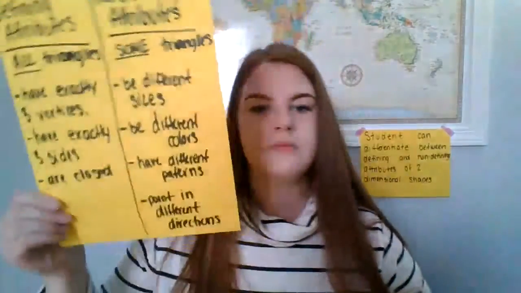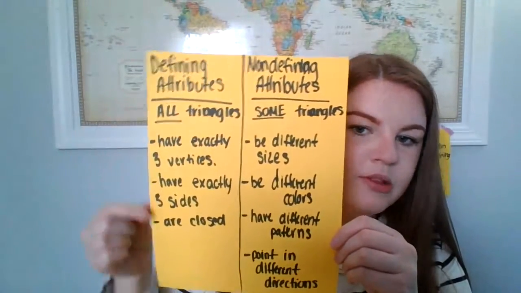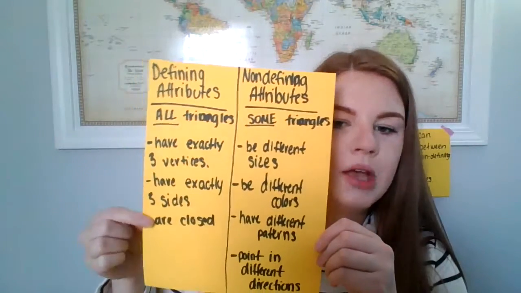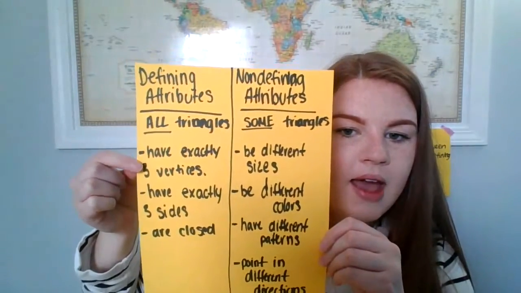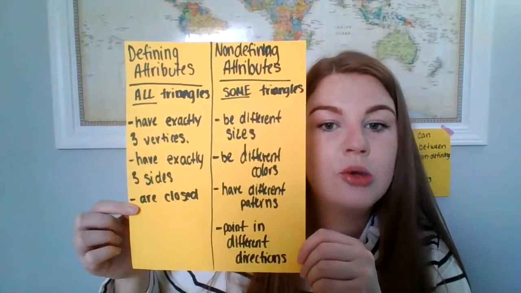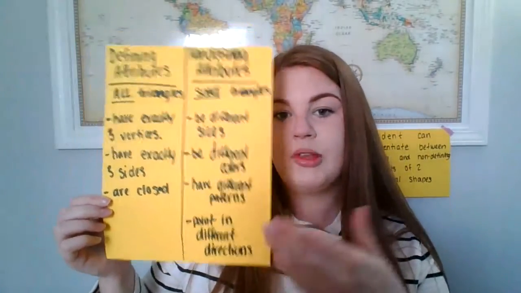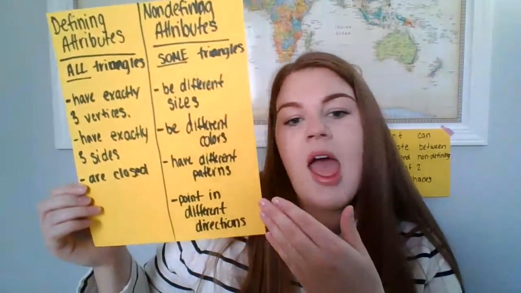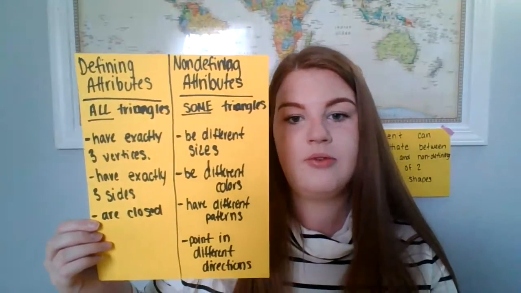All right, let's check out this list. These are the defining attributes that all triangles must have. So to be a triangle, you must have exactly 3 vertices, exactly 3 sides, and it must be a closed shape. But these are non-defining attributes, and these are going to be the same for any shape that we talk about today. Any shape could be a different size.